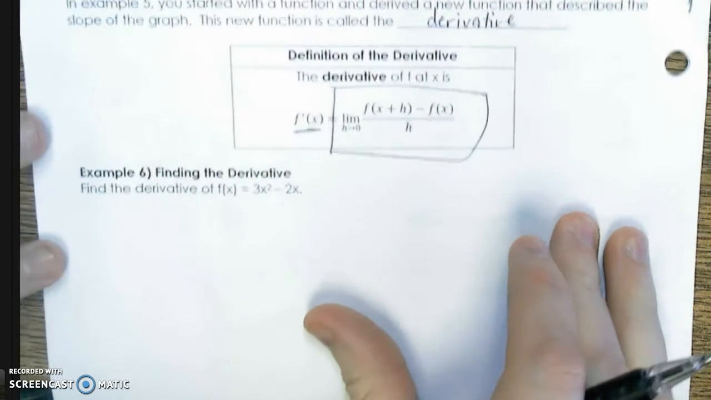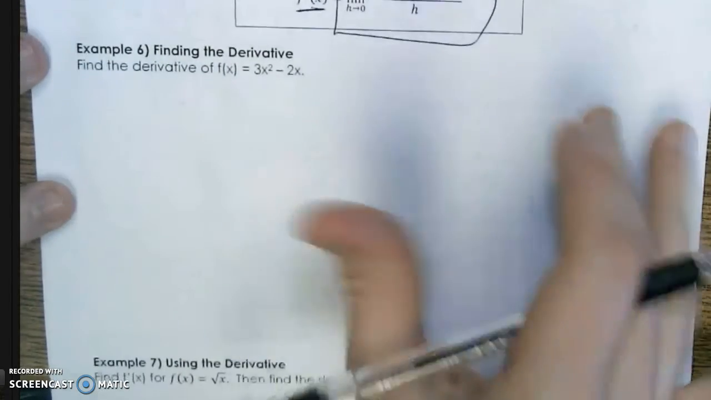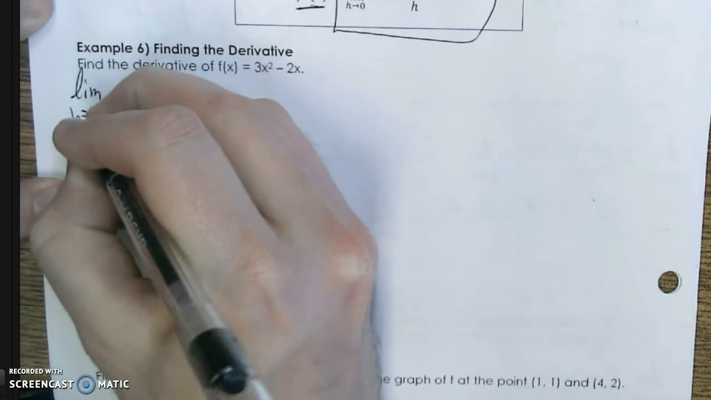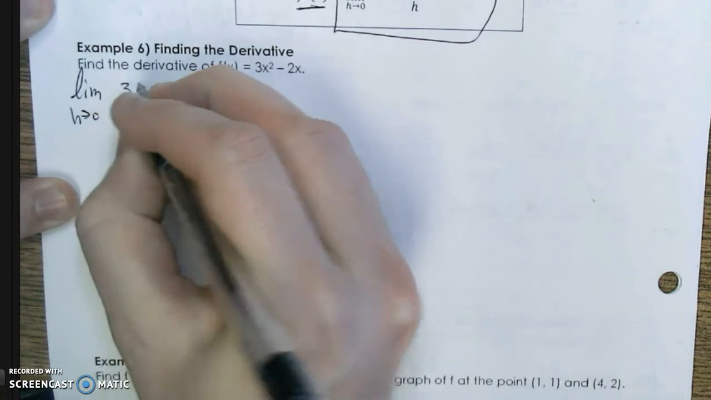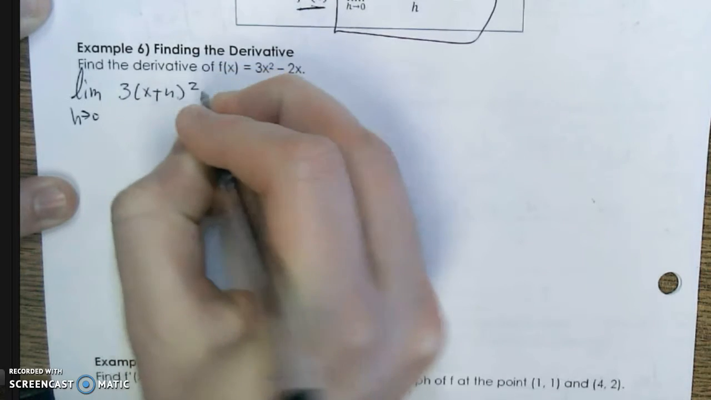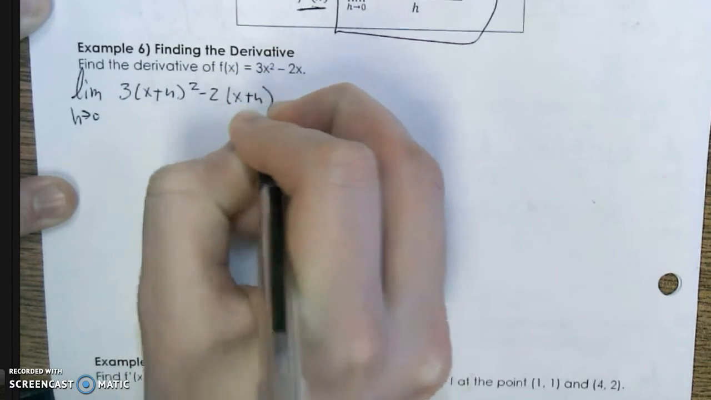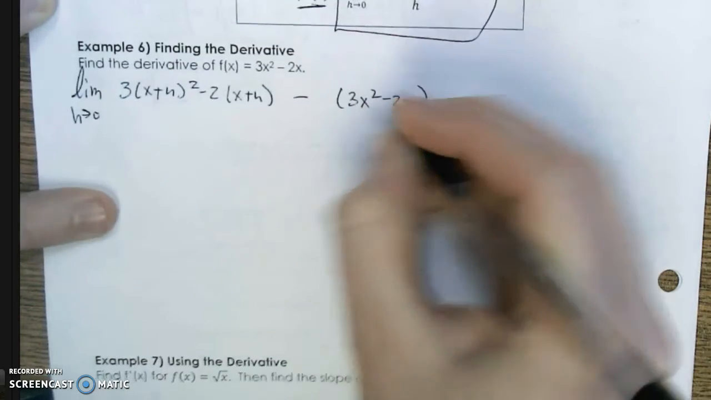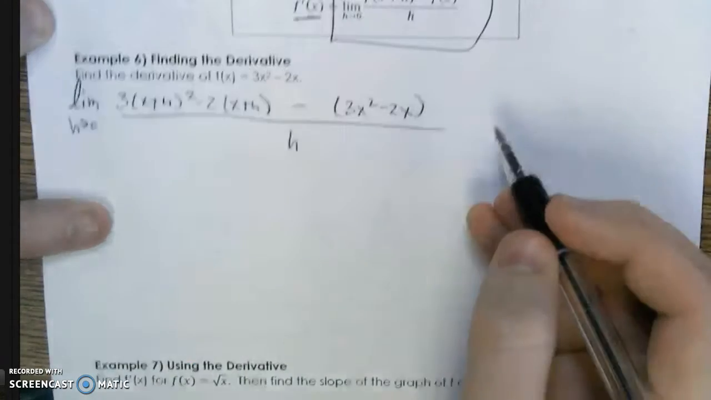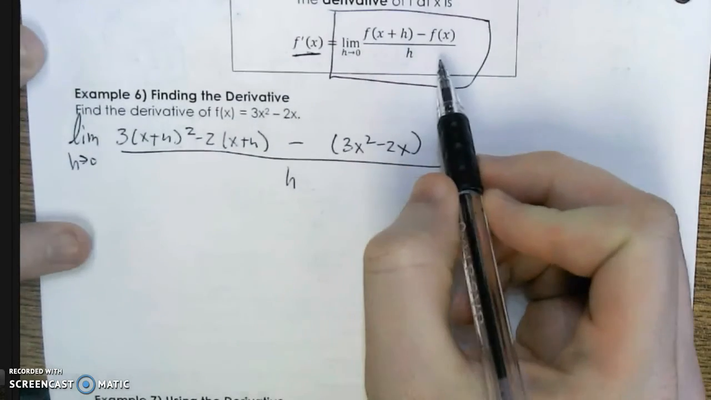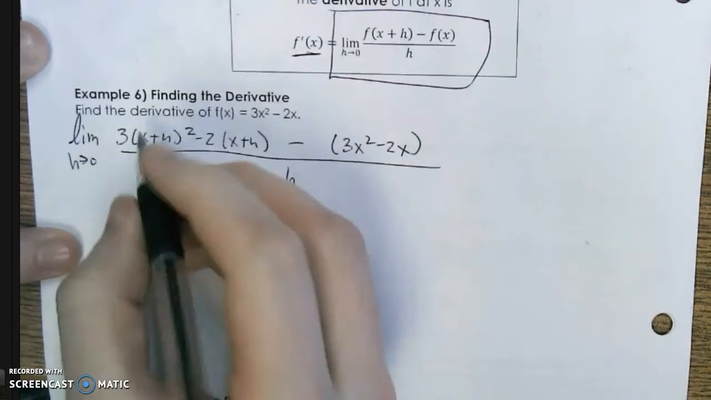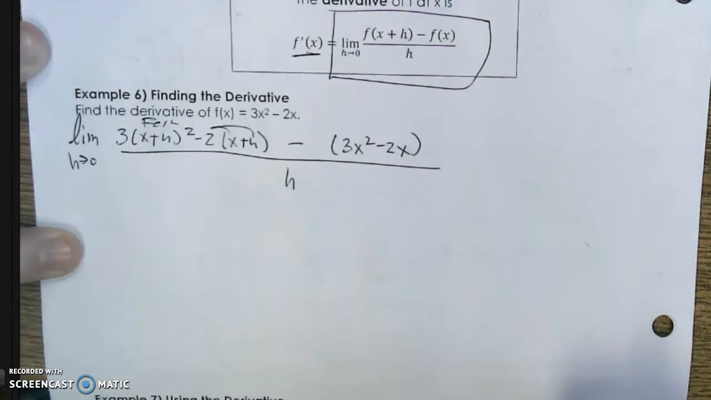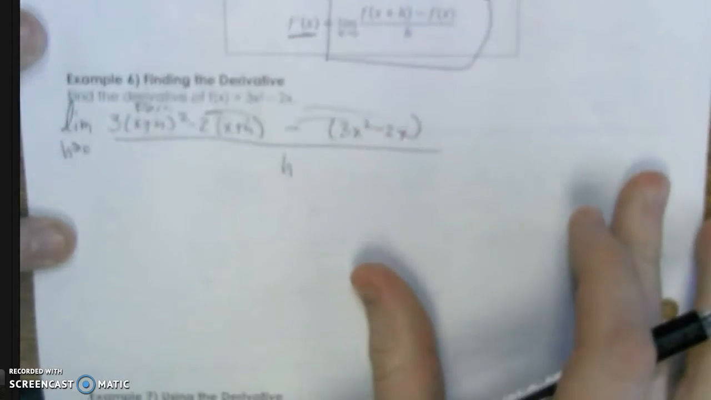So in example 6, they ask for the derivative, but it's the same thing we've been doing on the past few examples. So we're going to have limit as h approaches 0 of this function, and we plug in x plus h, minus the function itself, all over h. Again, I'm just following this formula here. So here I'm going to need to FOIL this, distribute the 3, distribute the -2, and distribute the negative.